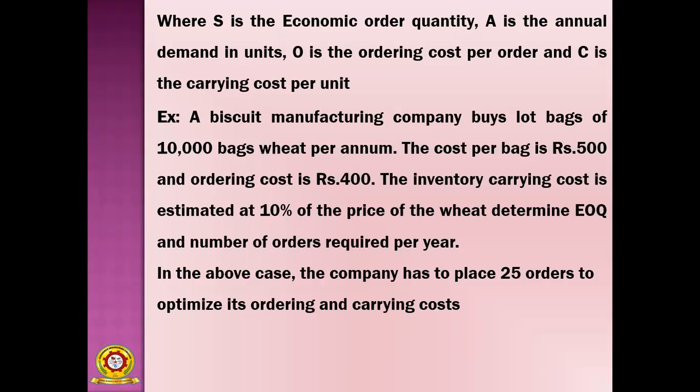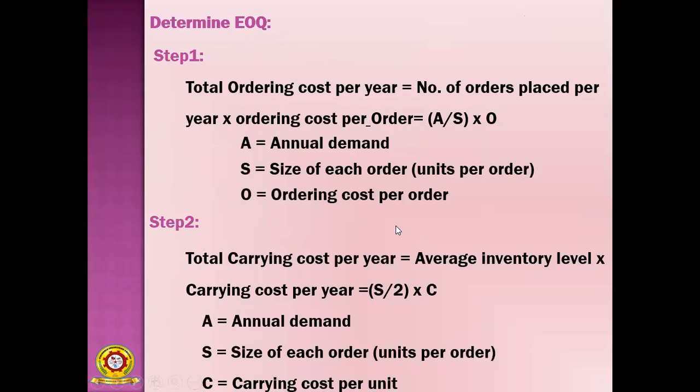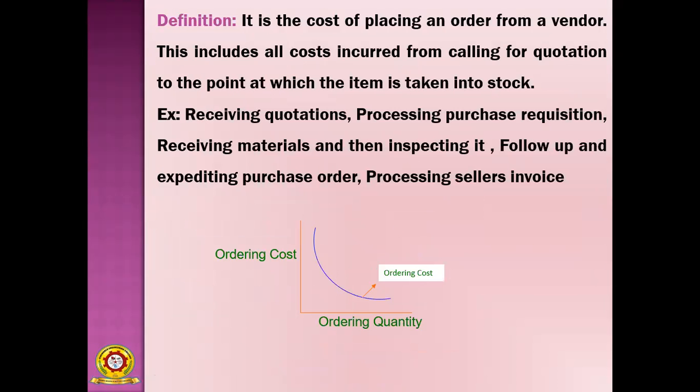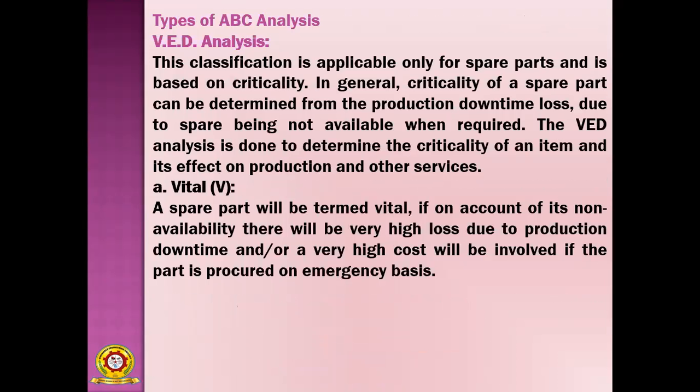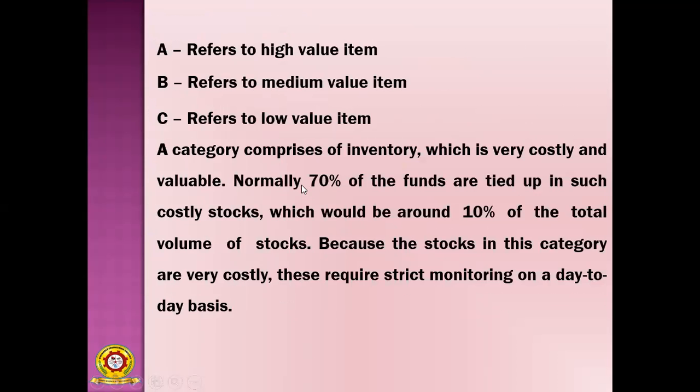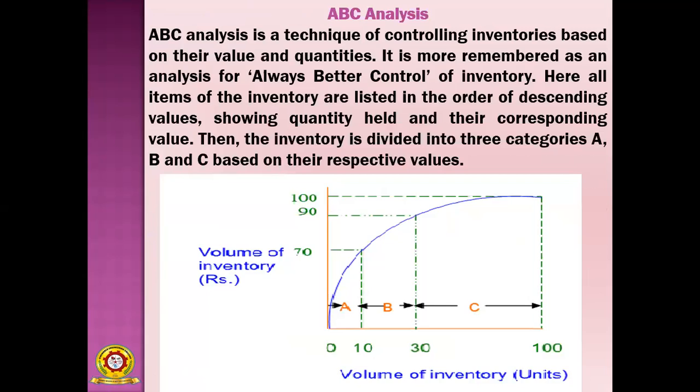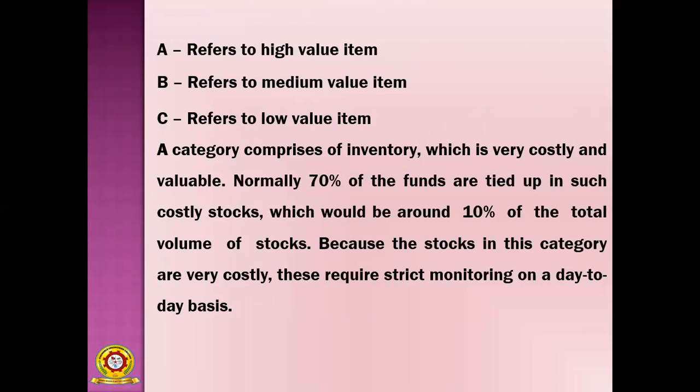Then in this unit, only one topic is left. I already discussed the types, but the ABC analysis was missed in that class. Now I am giving a brief introduction about ABC analysis. In ABC analysis, we give priority to the raw materials. The types of raw materials are different.